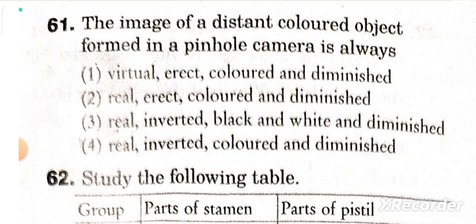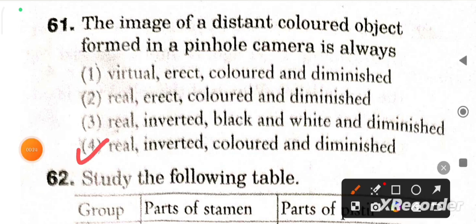First question is, the image of a distant colored object formed in a pinhole camera is always real, inverted, colored and diminished. Fourth one will be the correct option here.